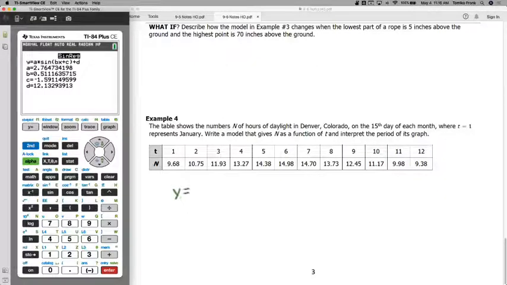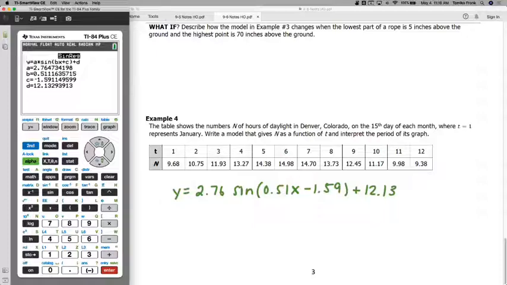All right, so what are we told? Y is equal to 2.76, all rounded to the nearest hundredths place, times the sine of B, which is 0.51x, plus C, in this case C is negative, so minus 1.59, and then on the outside plus D, 12.13. Okay, that's our equation using our calculator. The calculator is only going to give us sine equations when we use a sinusoidal regression, because sine and cosine are just phase shifts of one another. It takes that into account and just generates a sine curve.